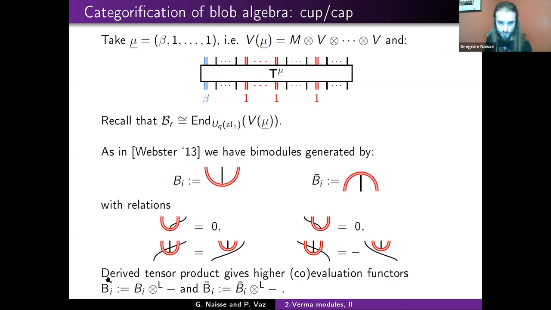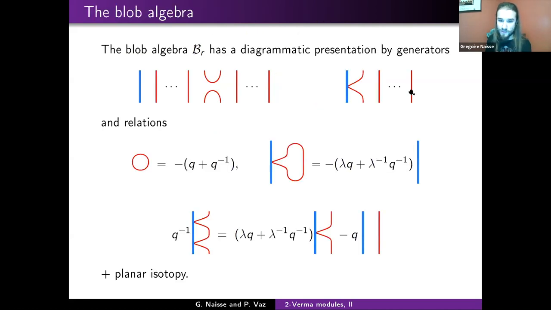And these bimodules are not cofibrant as left or right modules, and so you need to take the derived tensor product, and if you do that, you get a functor on the derived category that categorifies the co-evaluation and evaluation functors, the map, so this corresponds to this guy.